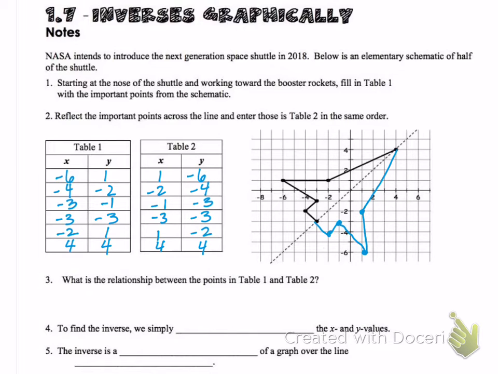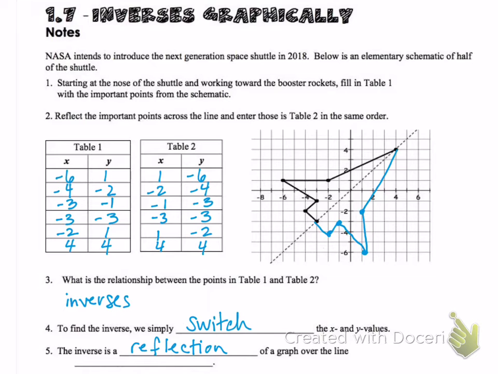So what is the relationship between the points in table 1 and table 2? We would say that they are inverses of one another. So they are inverses. To find the inverse, we simply switch the x and y values. Just switch them. The inverse is a reflection of a graph over the line.